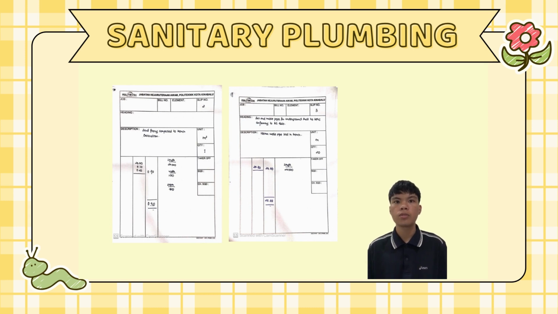The third one, soil and waste pipe for underground shall be UPVC conforming to BS 4660. Description is 100 mm waste pipe laid in trench. Unit in meter. The length we use the previous one, 20 meter.